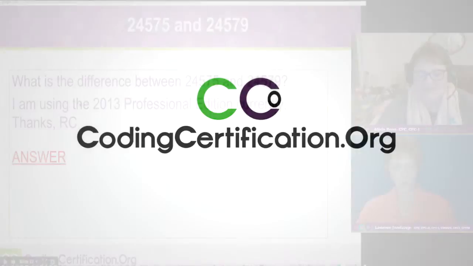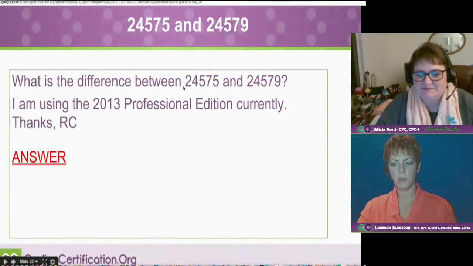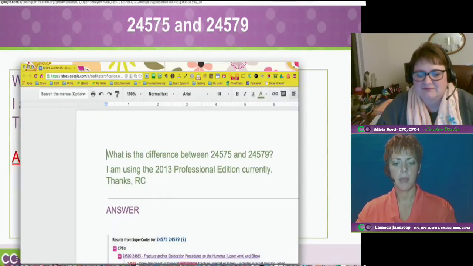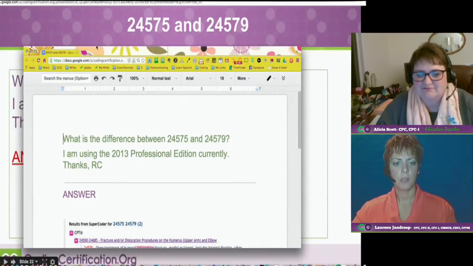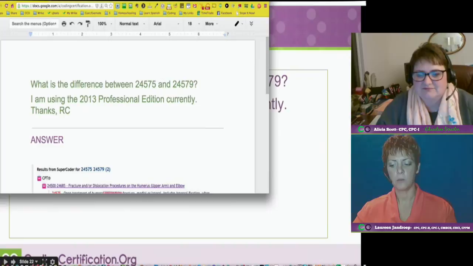So this one was a quickie. What is the difference between 24575 and 24579? I'm using the 2013 edition. I'm going to answer from 2014. This is a real simple one, but this is a good illustration of comparing and contrasting, which is a learned skill as a new coder.